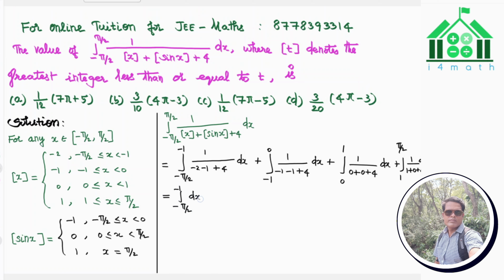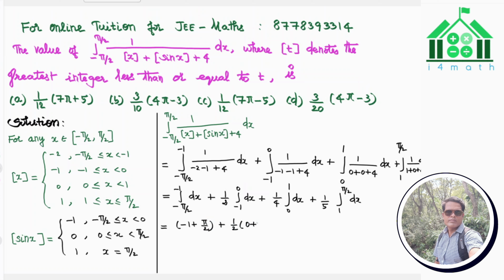Simplifying this, we get integral minus pi by 2 to minus 1 dx plus 1 by 2 into integral minus 1 to 0 dx plus 1 by 4 into integral 0 to 1 dx plus 1 by 5 into integral 1 to pi by 2 dx. Now integrating dx is x, applying lower and upper limit we will get the answer minus 1 plus pi by 2.